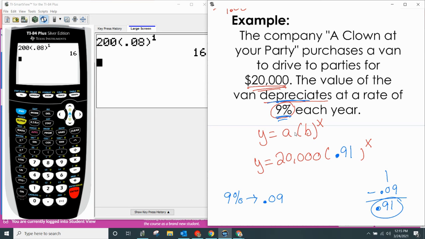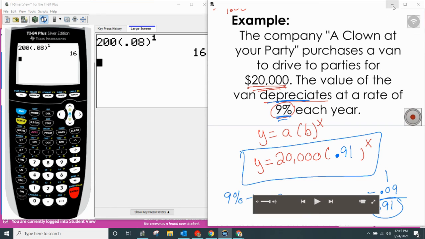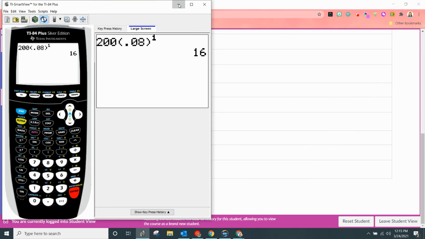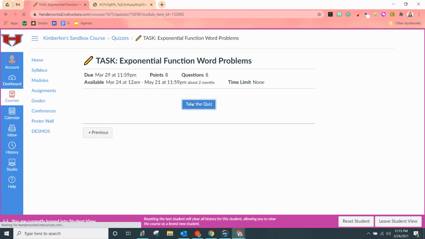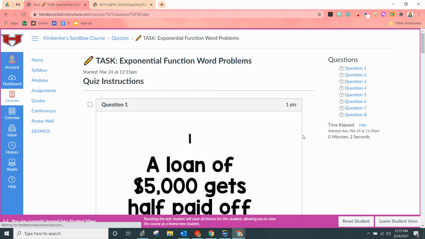Okay, so we've written our equations. That's the two pieces you have to figure out, the rate and the starting value. Now let me show you how I have set up your practice. We come over here, say take the quiz, but it's really just some practice problems, not like a quiz grade.